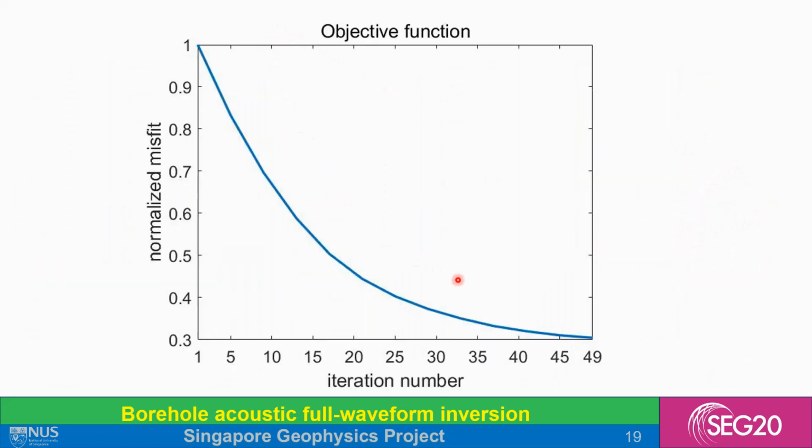The decrease in objective function also shows that the data residual between synthetic data and observed data is decreasing with the updating of the velocity model. Therefore, the inverted results is believed reasonable.